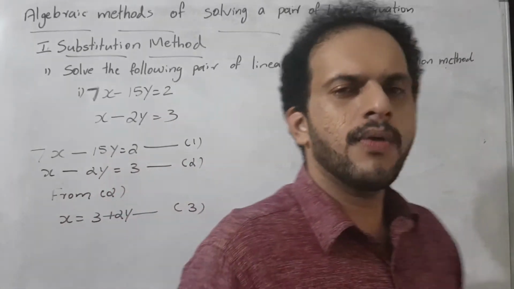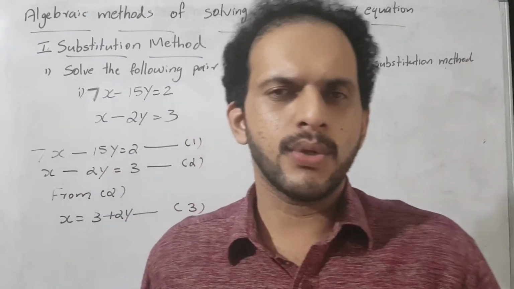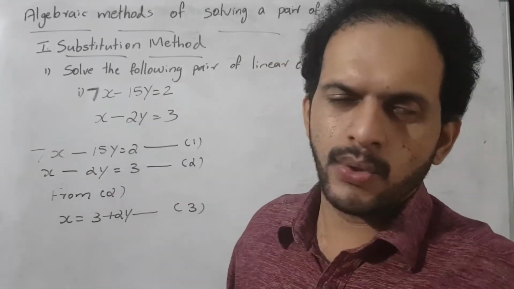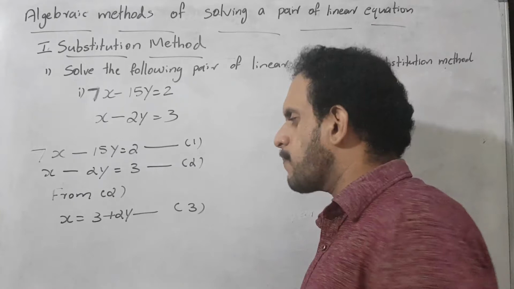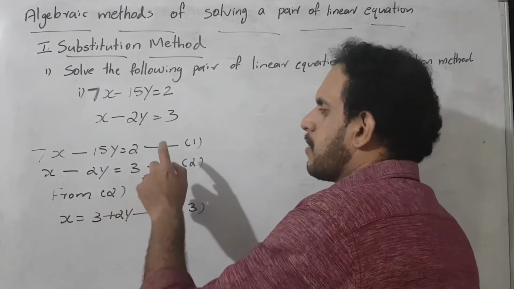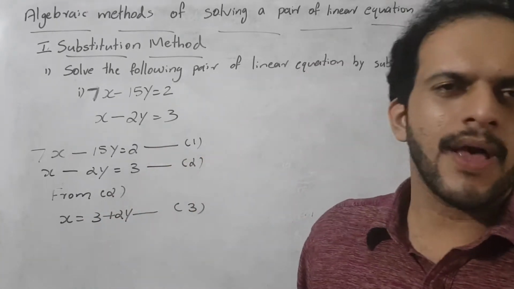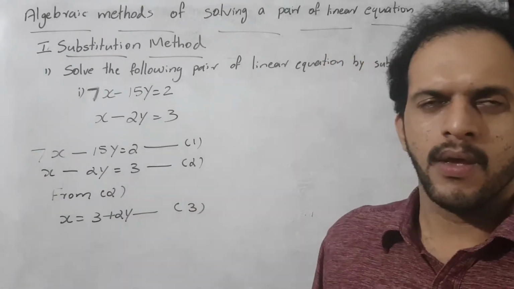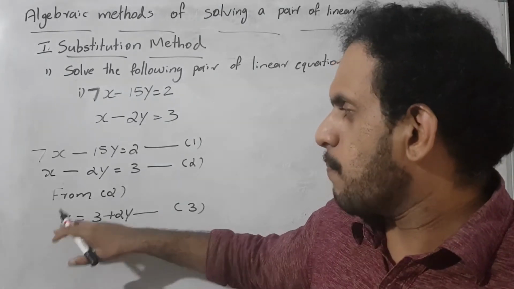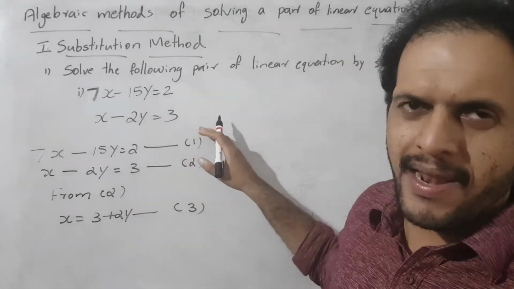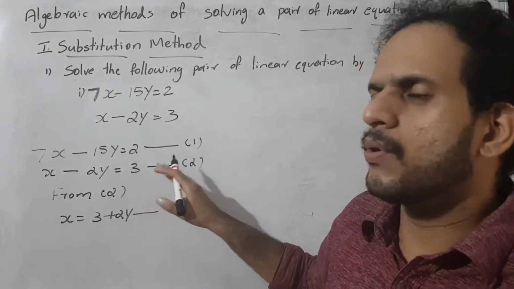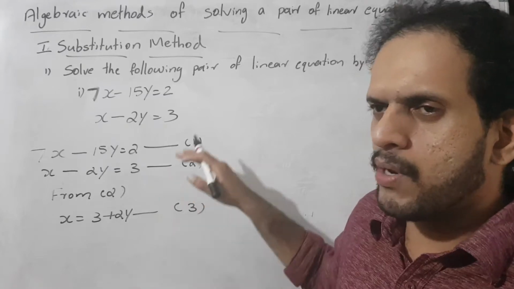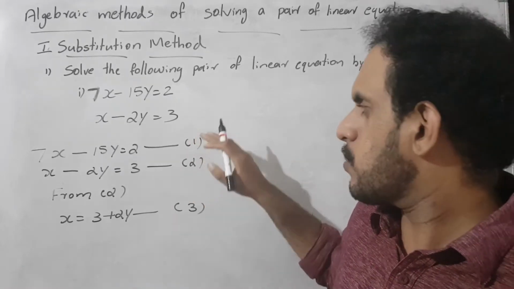Here we make equation 3 by using equation 2, correct? So the next step, substitute the value of x in equation 1. Don't substitute in 2, substitute the value of x in equation 1. If we make equation 3 by using equation 1, then we need to substitute in equation 2.